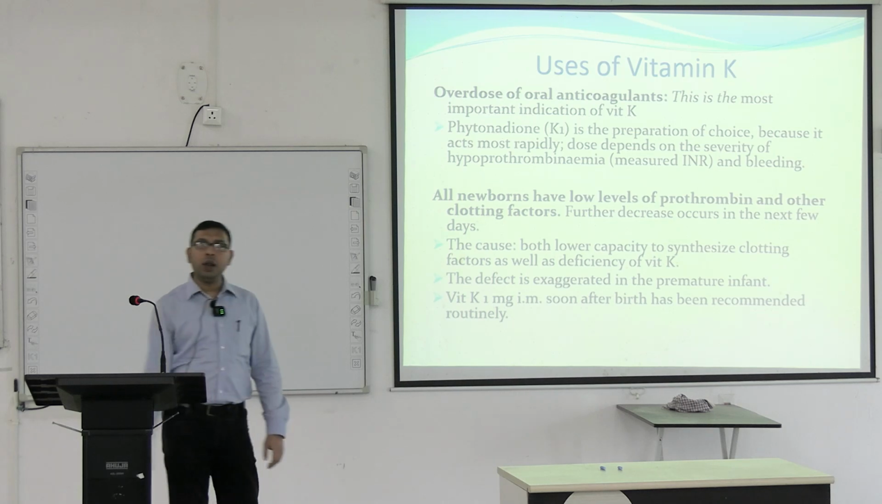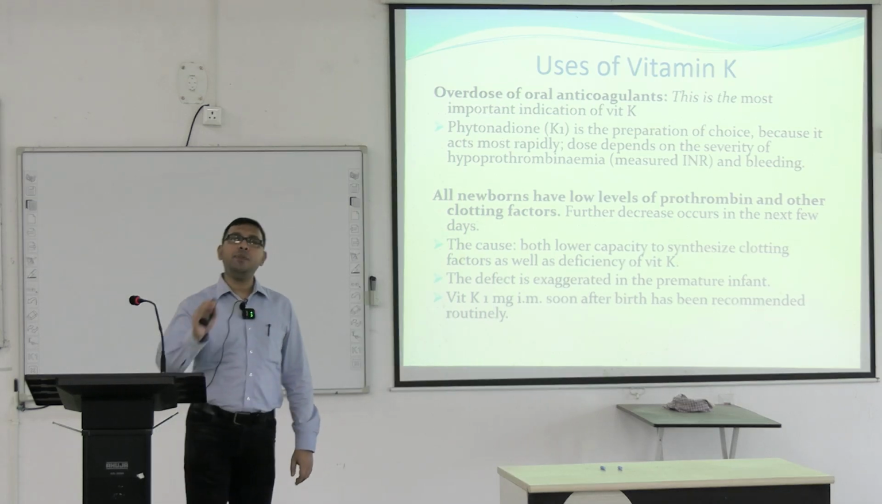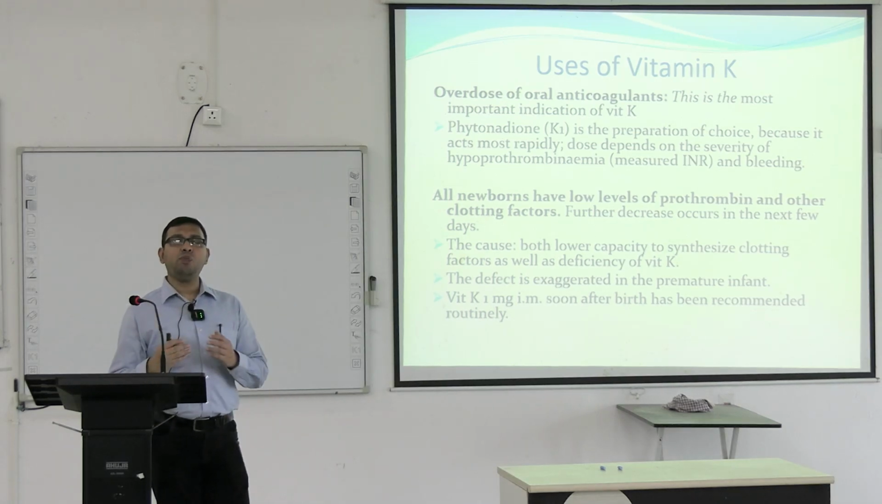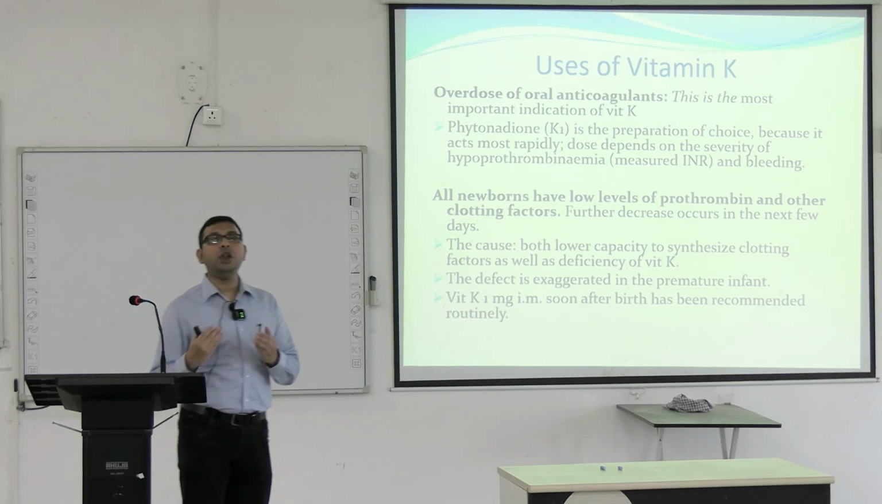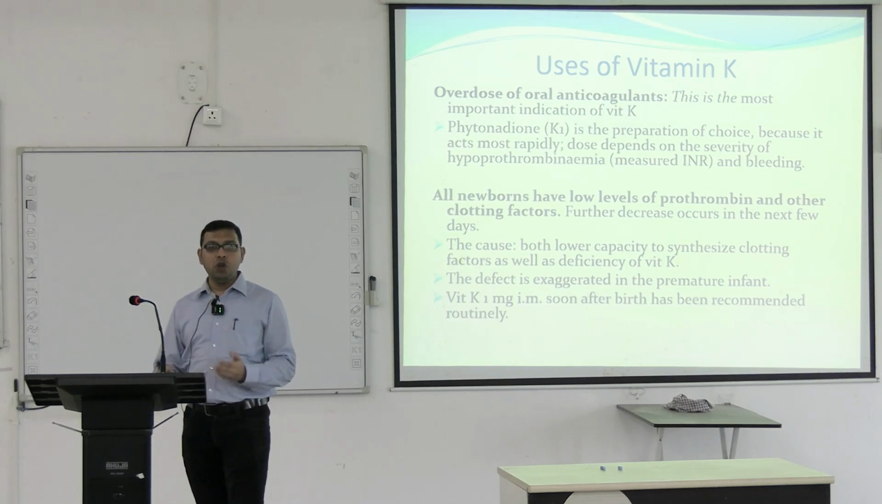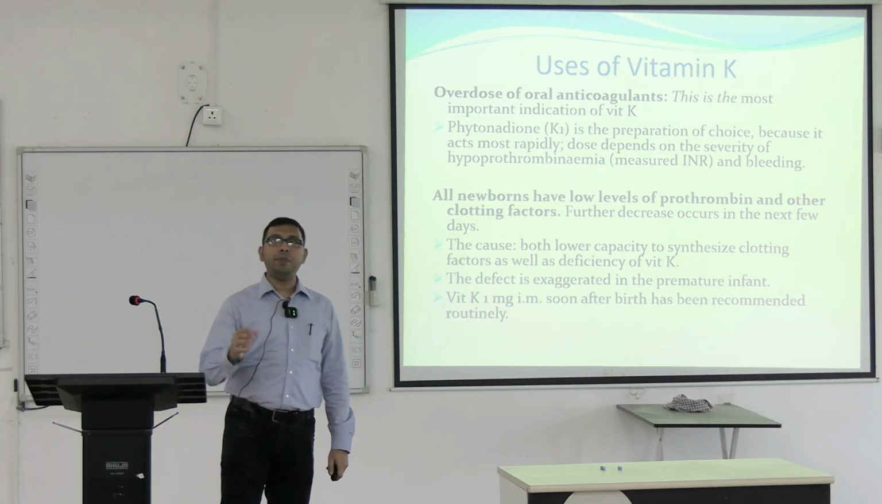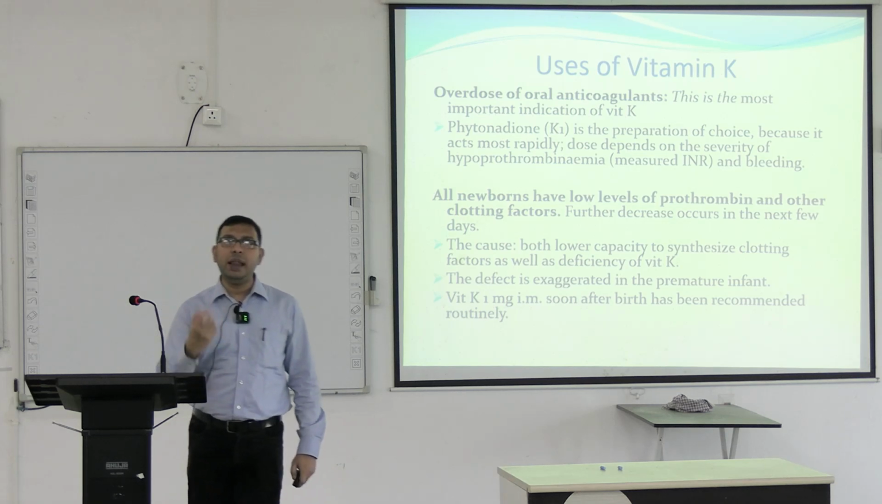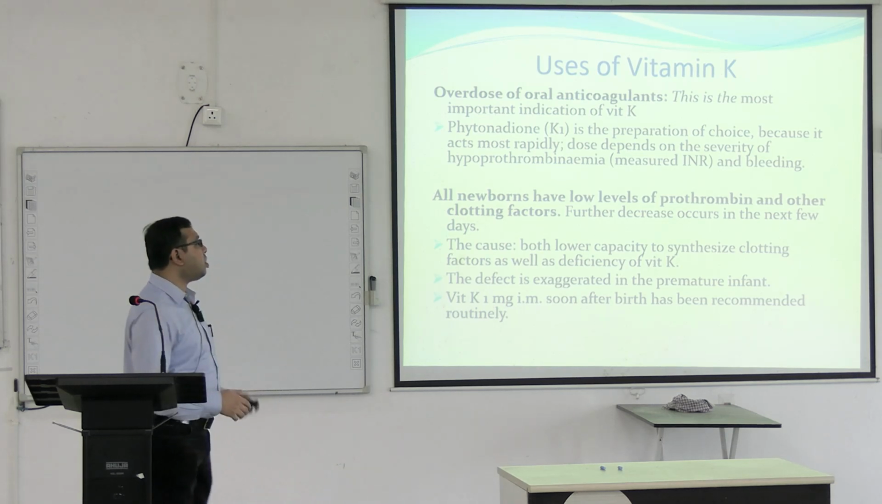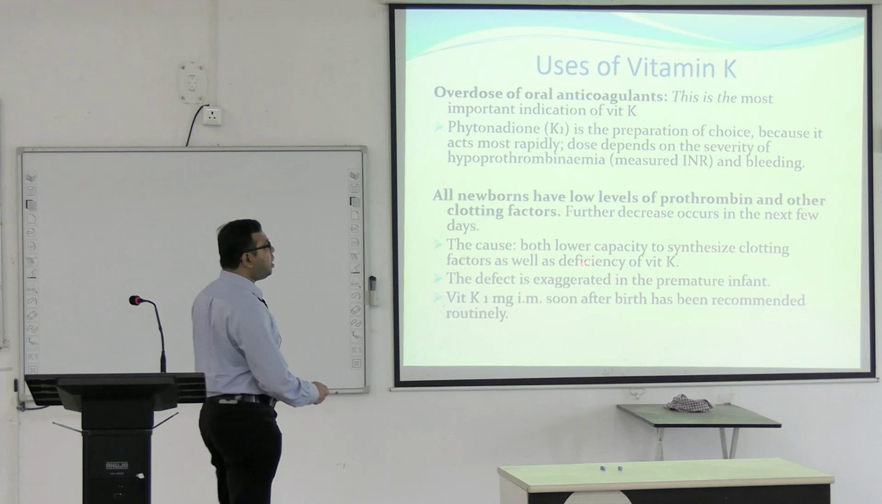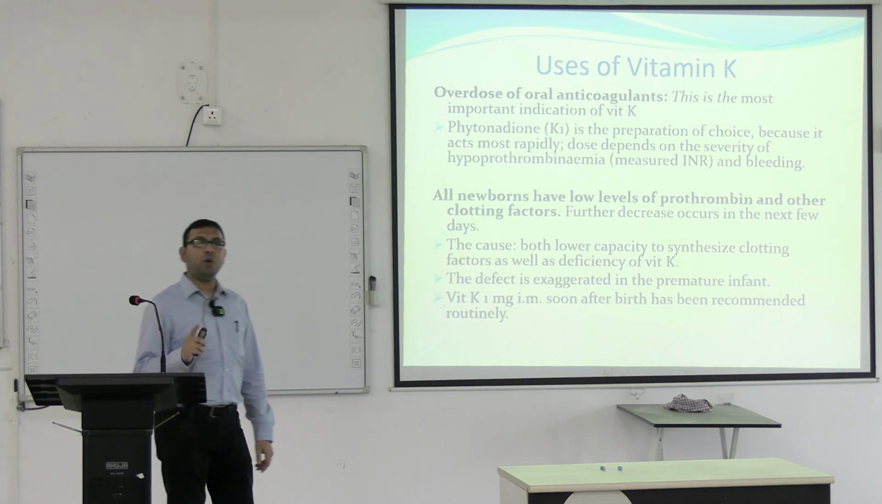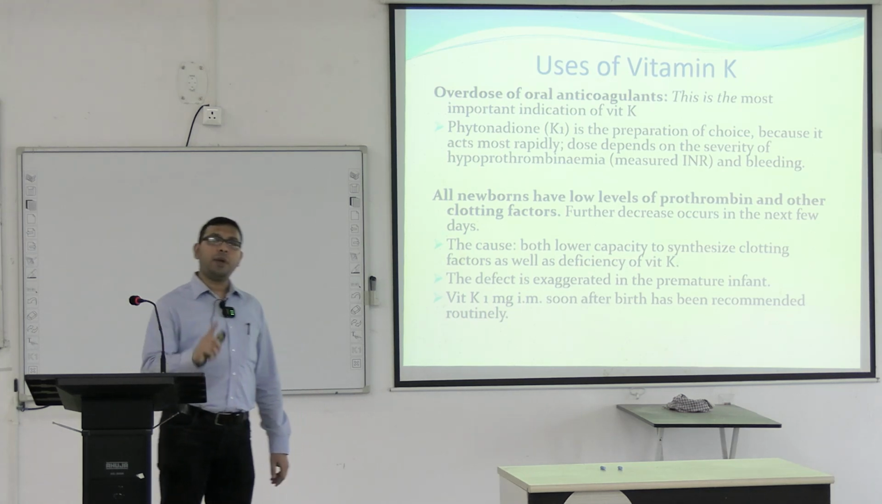Usually it is recommended routinely, and it is particularly important if there is a premature baby, because there are more chances of hemorrhagic disease of the newborn. Hemorrhagic disease of the newborn should not happen, because newborns already have less vitamin K, and there will be less synthesis of the clotting factors. So we need vitamin K in the newborns. That is one of the most important indications of vitamin K.